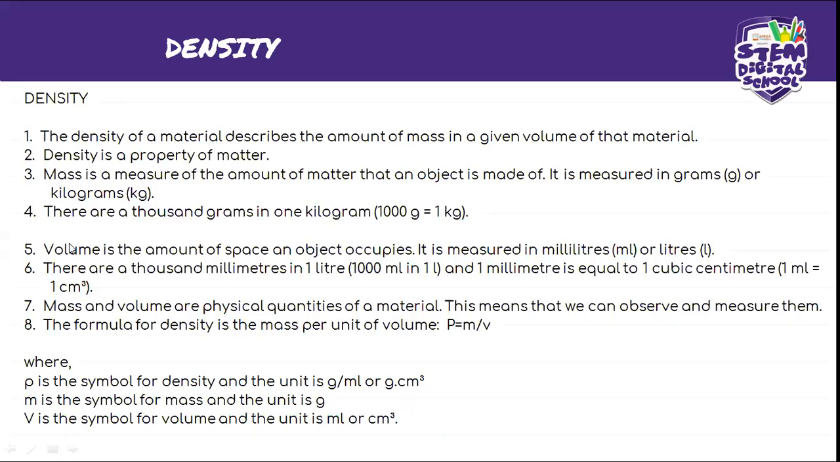And then we talk about volume. Volume is the amount of space an object occupies. It is measured in what? Milliliters or liters. There are 1,000 milliliters in 1 liter, and 1 milliliter is equal to 1 cubic centimeter. Mass and volume are physical quantities of a material. This means that we can observe and measure them.